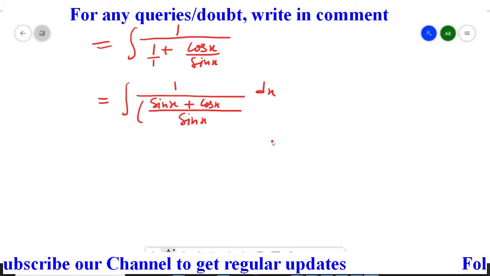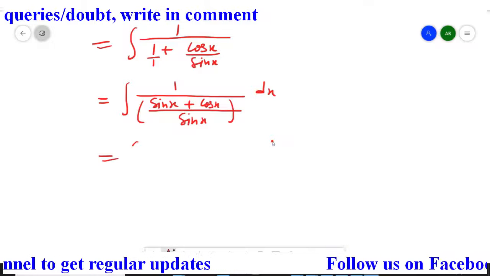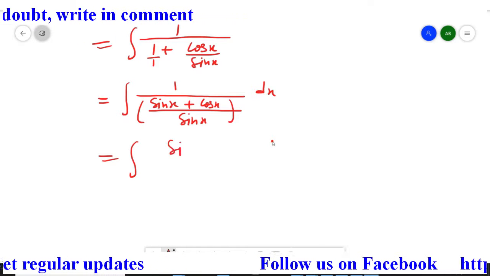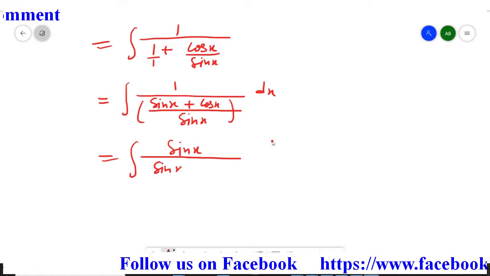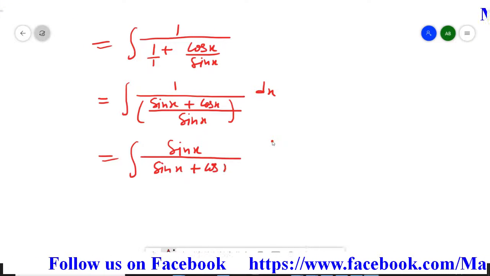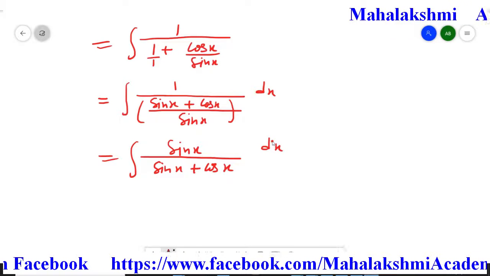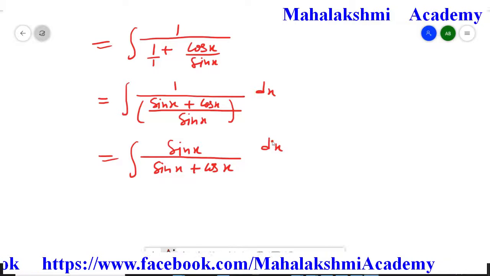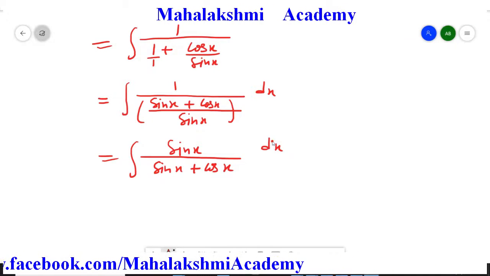Now this fraction is in division, so we have to take the reciprocal of it, so it's going to be the integration of sin x divided by sin x plus cos x. So I hope it's clear to you. Now in this question it's of the same format, that in the denominator we have sin and cos in plus, and in the numerator we have only sin x.